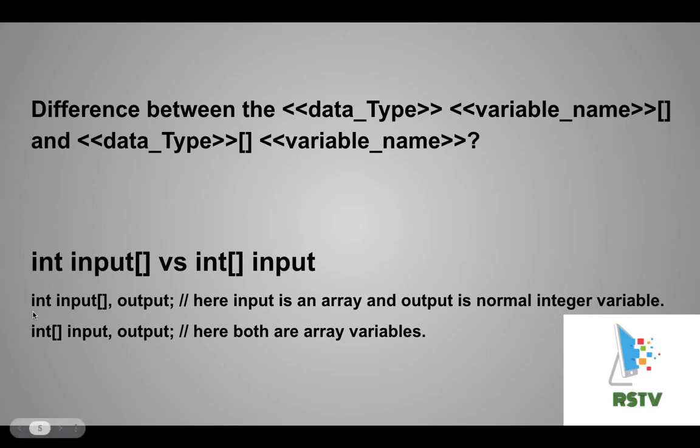Okay, see this example below. int input[], output; Here the input is an array and output is a normal integer variable. So input is an integer array and output is a normal integer variable. If you use the bracket after the data type, it means an array data type. So here, both input and output are array variables. If you declare like this, both are array variables.